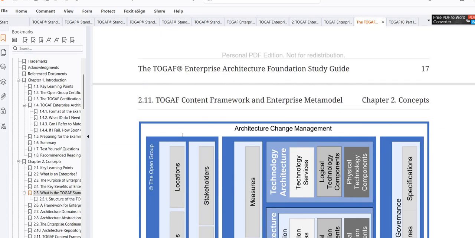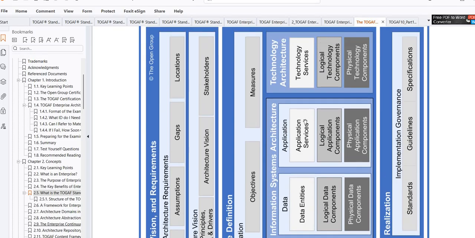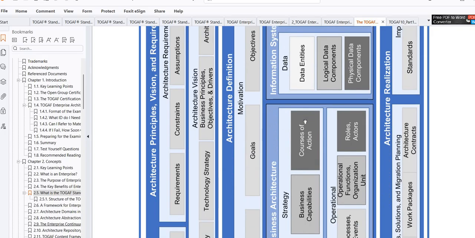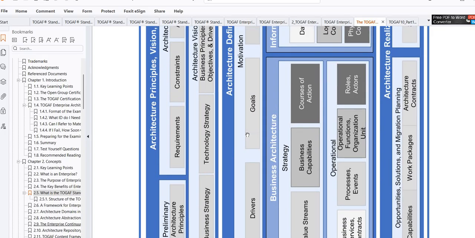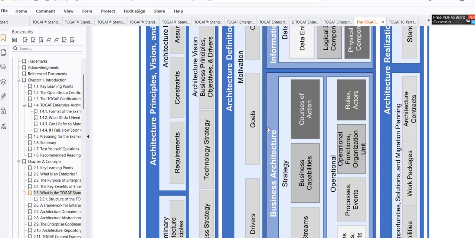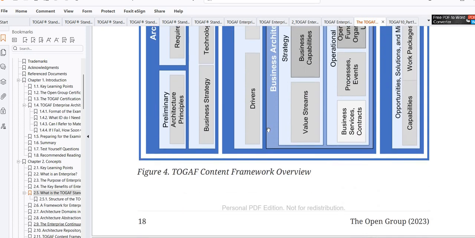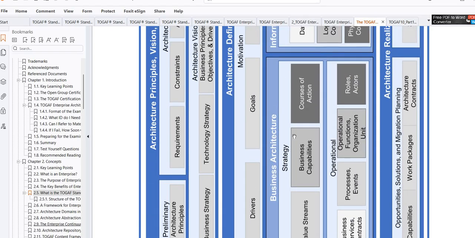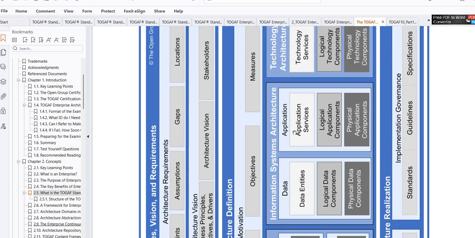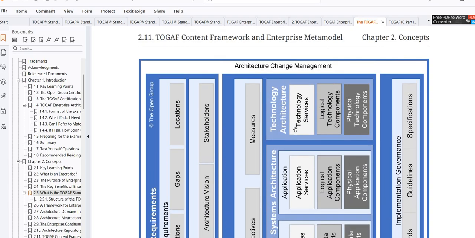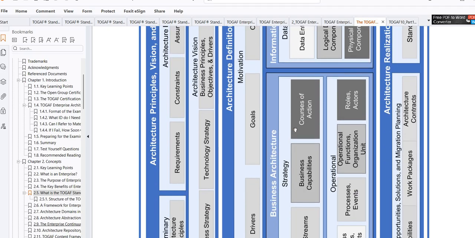So it talks about the content framework and meta model, similar to your ADM principles. If you see the preliminary phase, the business strategies, and the architecture definitions, we will talk about the architecture definitions. These are the business architecture, information systems architecture, and technology architecture. These three come here in the architecture definition, as you see in the diagrams.